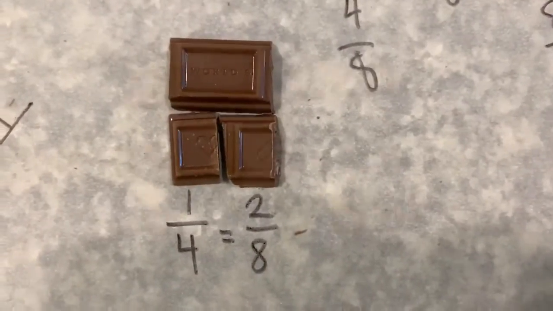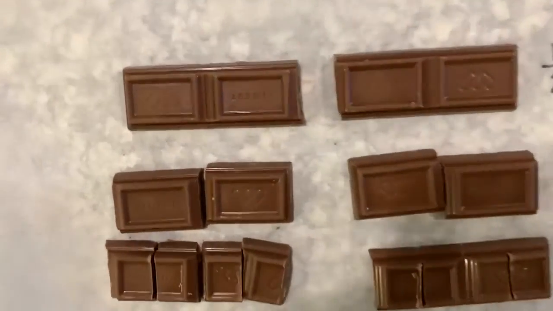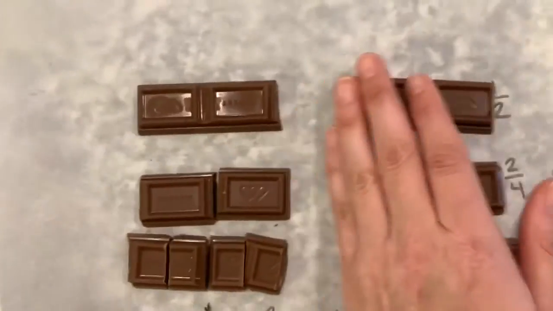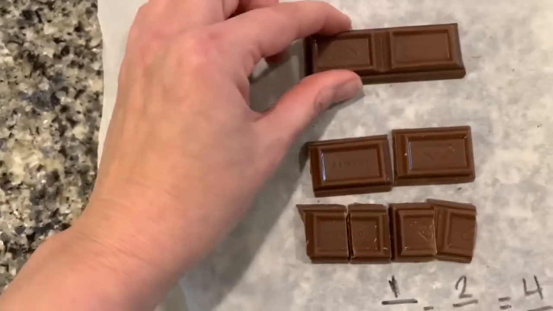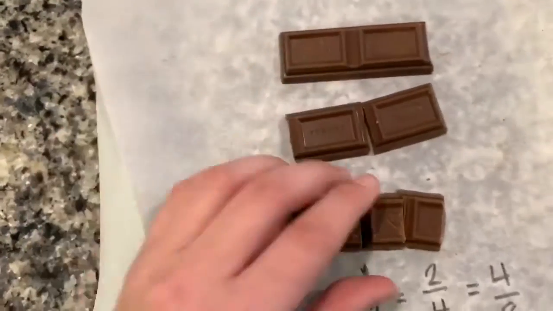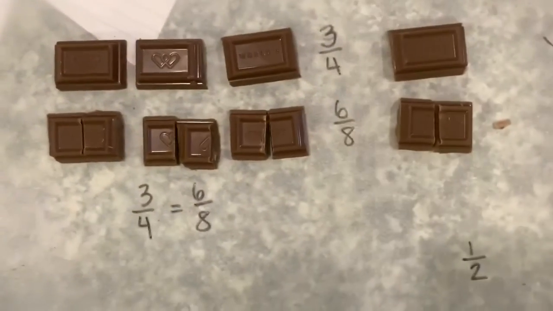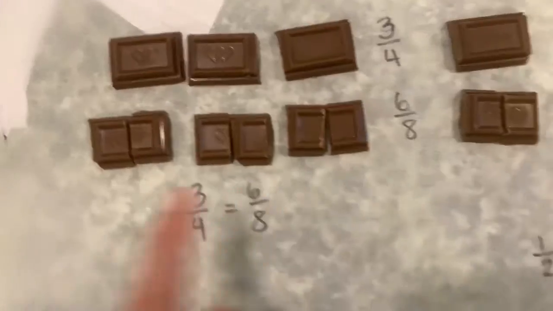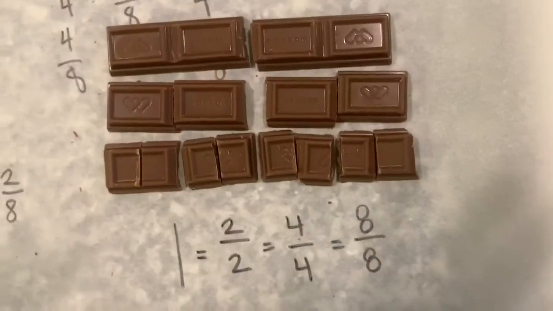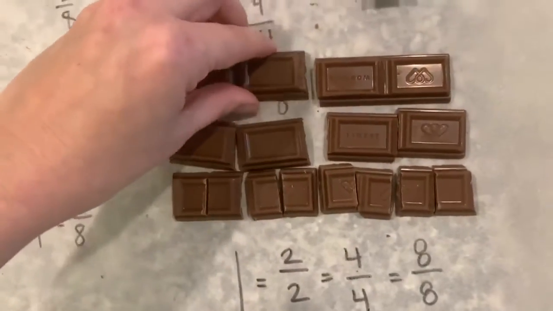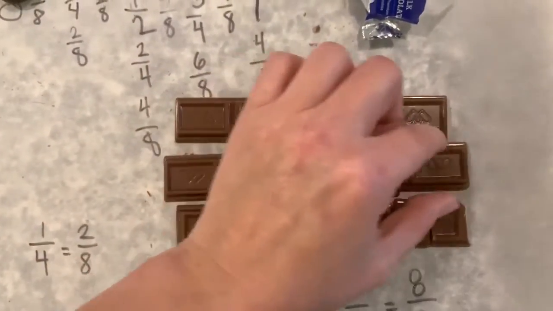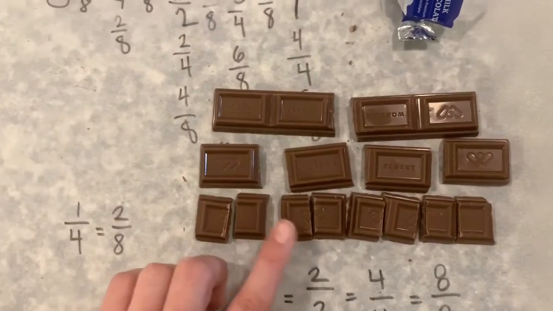1/4 equals 2/8. Here shows how 1/2 of the bar is equal. So here's our half. Let's move this way. So here's half. Here's 2 out of the 4. Here we can see how 3/4 is equivalent to 6/8. 2, 4, 6 out of 8. Now we can look at how 1 whole is equivalent to 2 halves, 4/4, and 8/8. Now it's time to eat the chocolate bar.